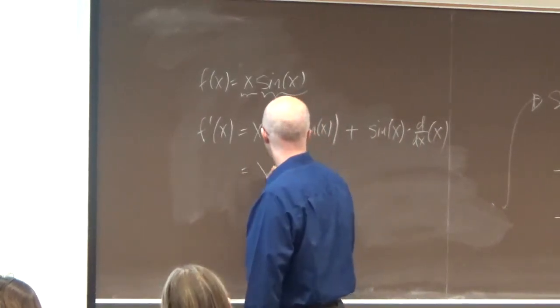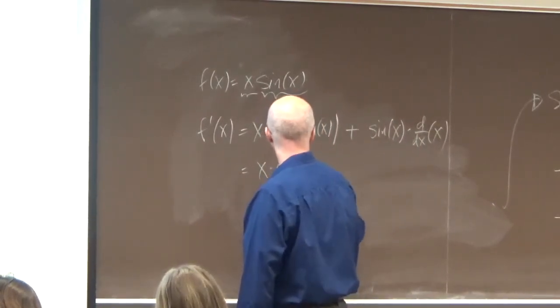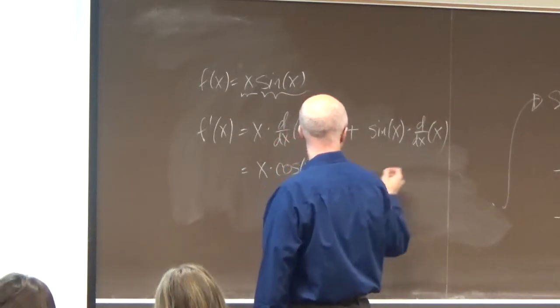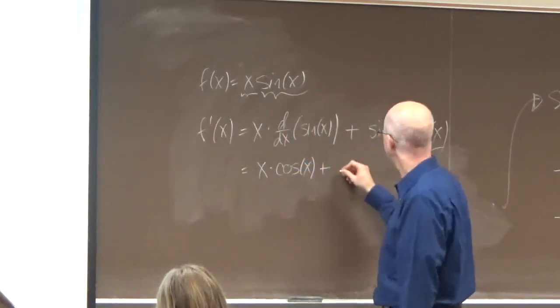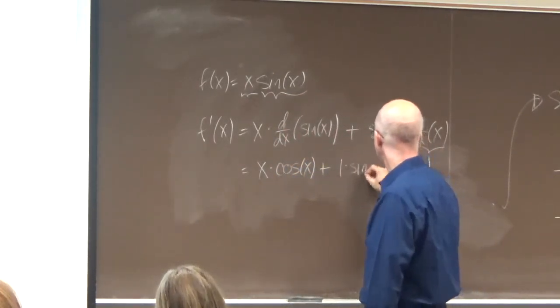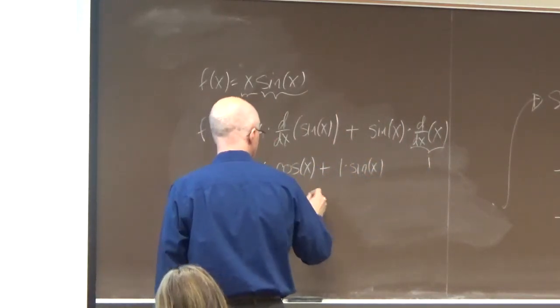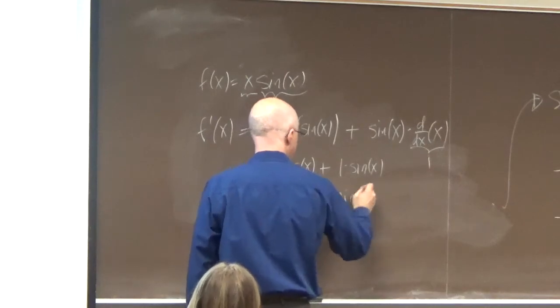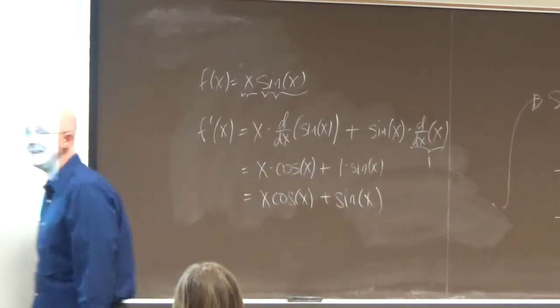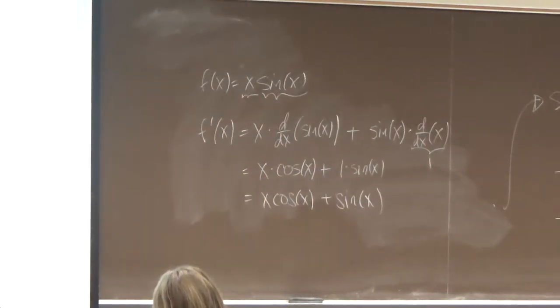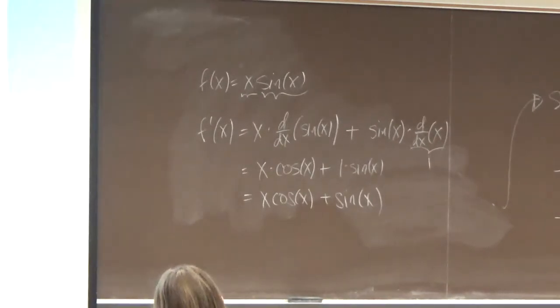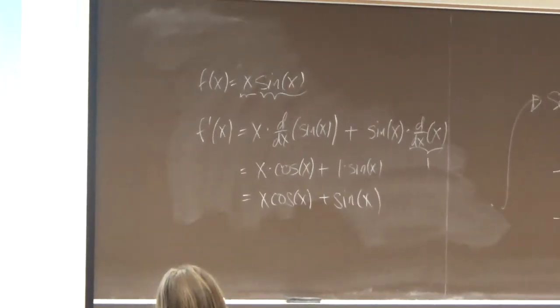Since the derivative of sine is cosine, this is x times cos x. Since the derivative of x is 1, this is 1 times sine x. You can write those without the dots. x cos x plus sine x. Is it really right? You can check it with your calculator perhaps, if you've got a good enough calculator, or Mathematica.